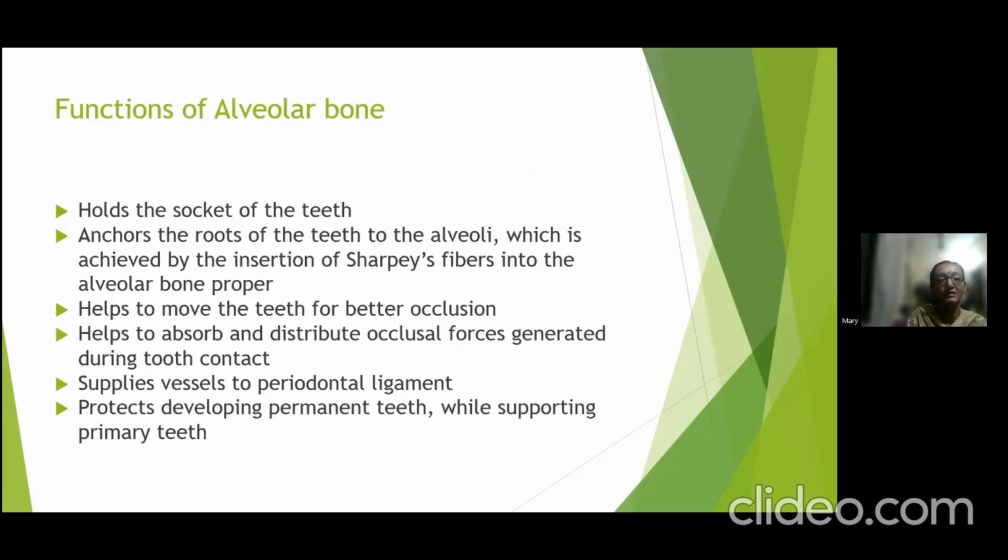So coming to the functions of the alveolar bone. As we know, the alveolar bone has several functions. It helps in holding the sockets of the teeth. It anchors the roots of the teeth to the alveoli, which is achieved by the insertion of Sharpey's fibers into the alveolar bone proper. It also helps to move the teeth for better occlusion, that is the physiologic movement which occurs during occlusion. It helps in absorbing and distributing the occlusal forces which are generated during tooth contact. It also supplies vessels to the periodontal ligament. It protects the developing permanent teeth by supporting the primary teeth at the same time.